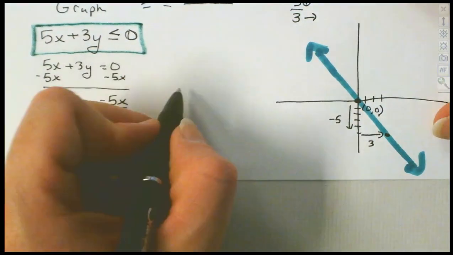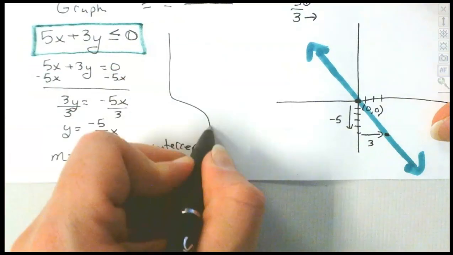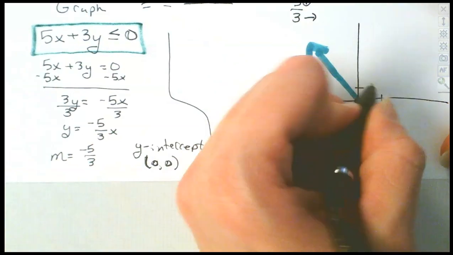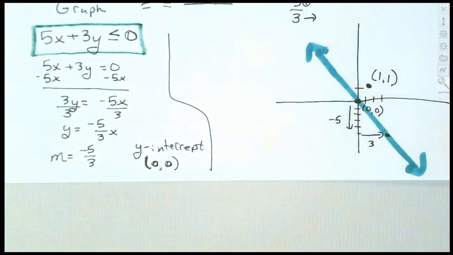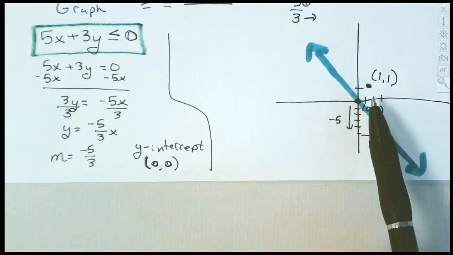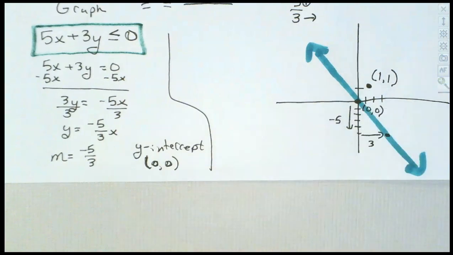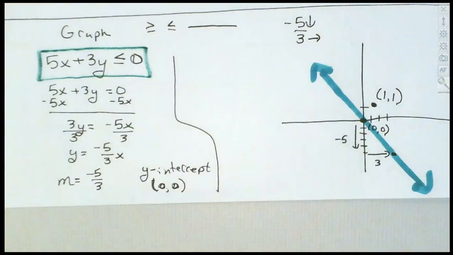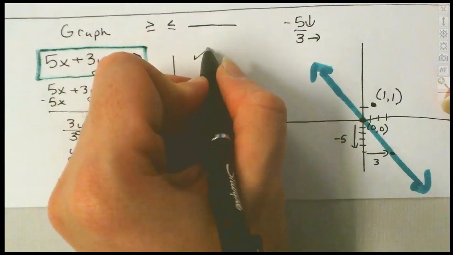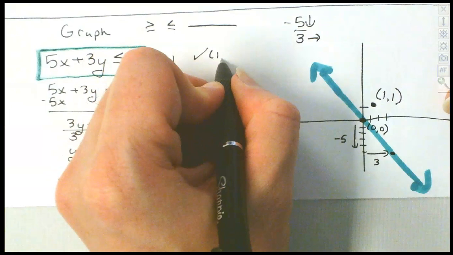So we're now going to check. And I'm just going to pick a point that's easy to see. How about 1, 1? 1, 1 is right there. All right? So that's going to be an easy to check point. So we're going to now check that 1, 1, and we're going to check that back in the original.